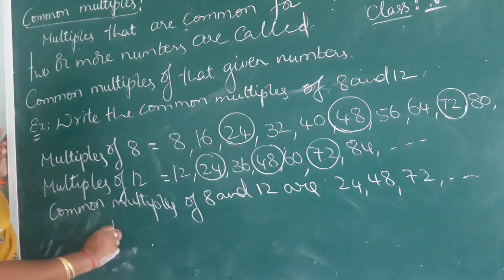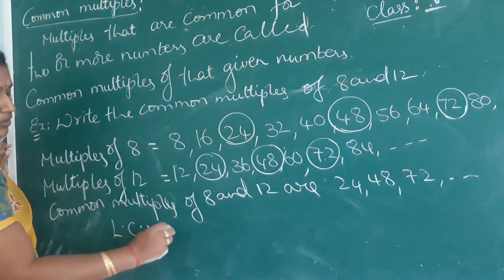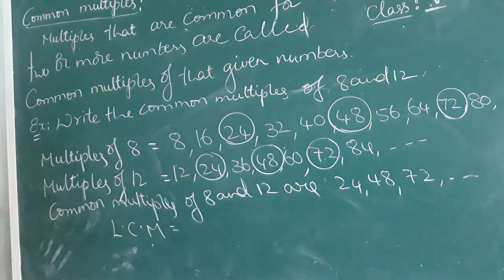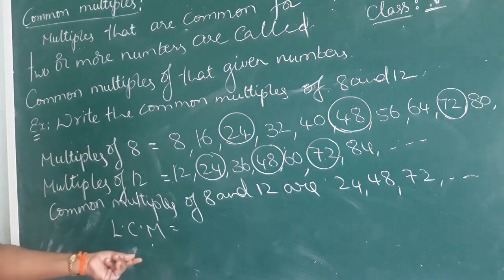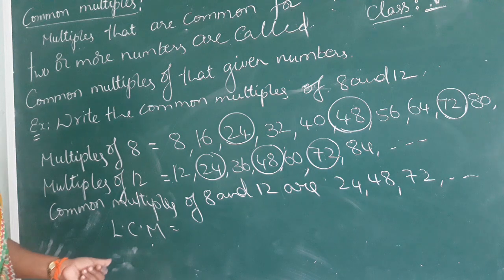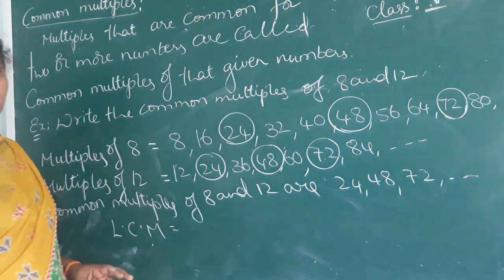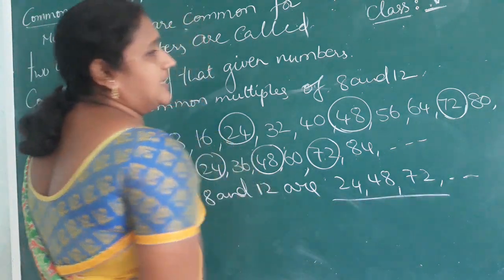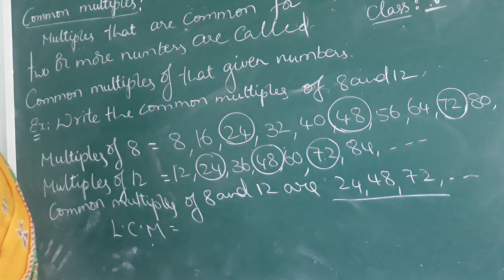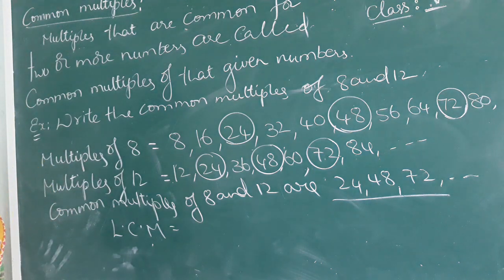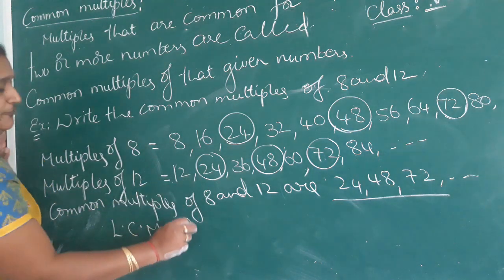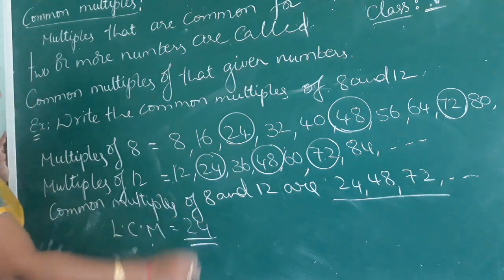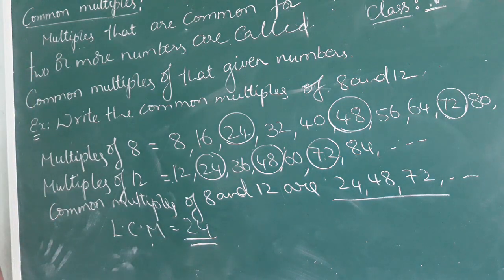If they ask you to find common multiples, we write them like this. But if they ask you to find the LCM, what is meant by LCM? Least common multiple. Here we got the common multiples. In that, which is the least one? That one is the answer you have to write. Which one is least? 24. 24 is the LCM.